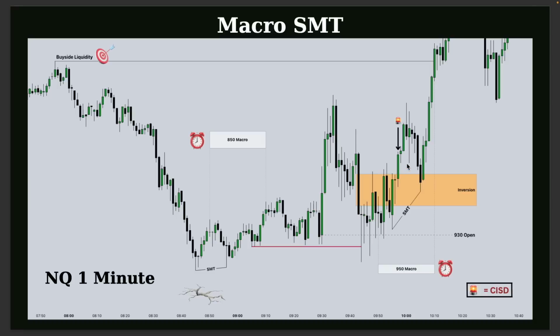That's your confirmation on top of the SMTs, on top of the fact that it's a 950 macro, and we should expect some of these signatures to come to fruition. This closure above, because the bodies tell the story, is what we want to see. Closure above premium PD arrays, in this case, a form of a SIBI, becoming an inversion when we're bullish.